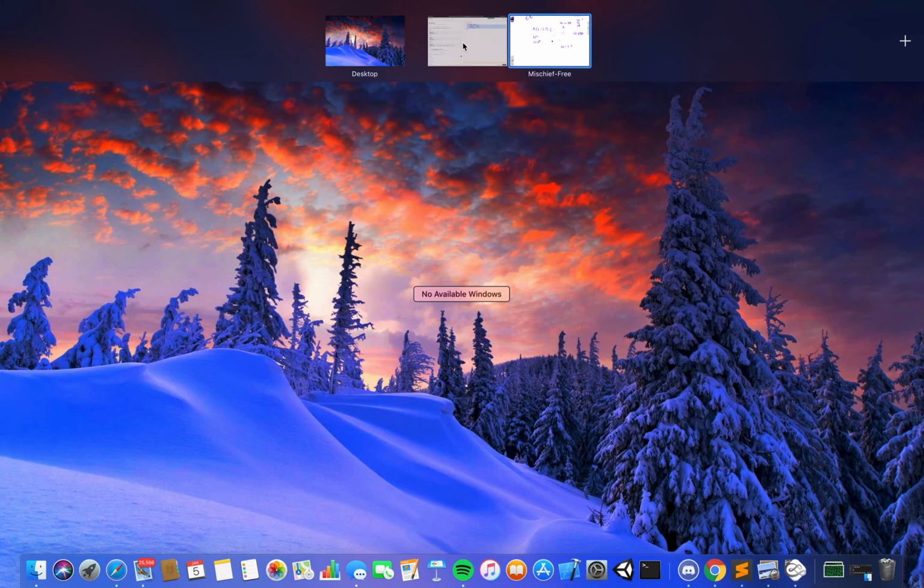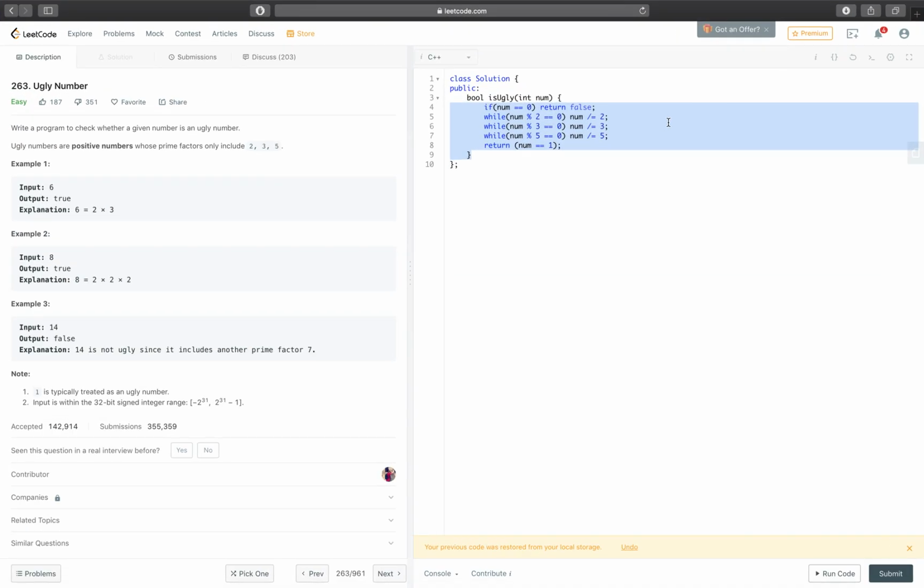I would like to switch the order of these. We'll get to why I did that first. So while num mod 2 equals 0, so this is saying while it's divisible by 2, keep dividing out the 2. While it's divisible by 3, keep dividing out the 3. While it's divisible by 5, keep dividing out the 5. And then if your number is 1, that's great, you're an ugly number.